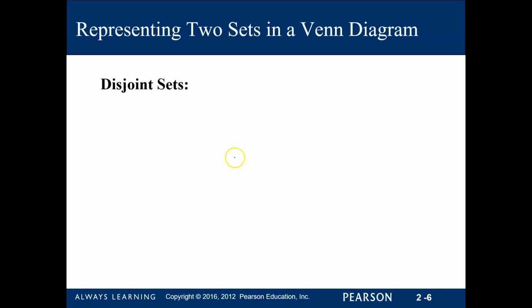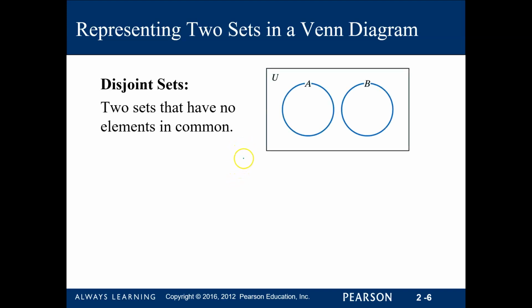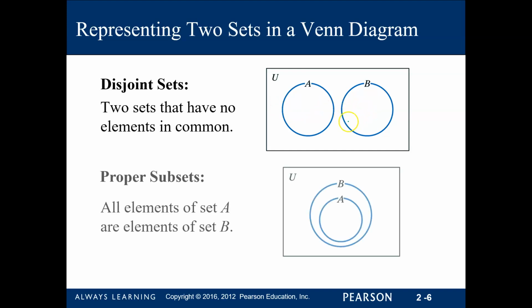Now, we can represent sets inside your Venn diagram, inside your universal set, if they are separate. They are what we call disjoint sets. So there are no elements they have in common. For example, the set of even numbers and the set of odd numbers will never overlap. There's nothing in common between them.